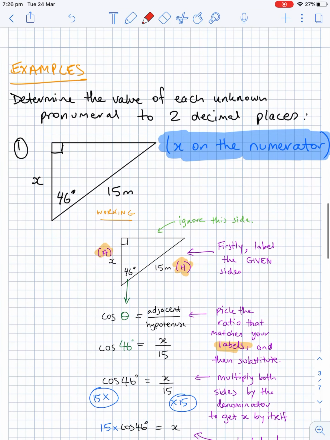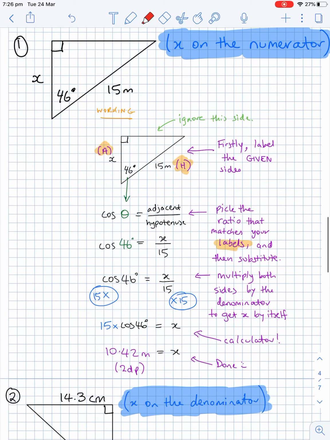Moving on. First one: determine the value of each unknown pronumeral to 2 decimal places. We're trying to determine this x right here. Notice how many pieces of information I gave you about the triangle. The answer is I've given you 2: that angle and that length. Because I've given you 2, that's enough information to be able to find this x. That's the idea behind needing at least 2 pieces of information. Don't worry about this yet, I'll come back to this.